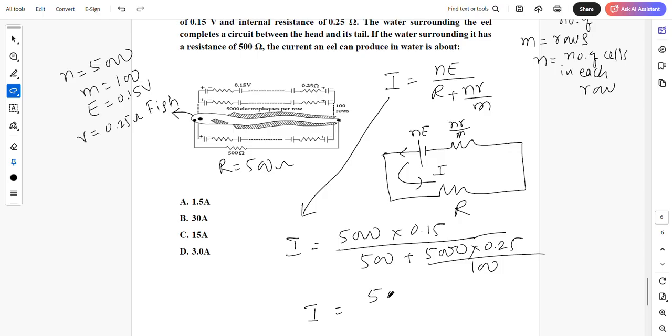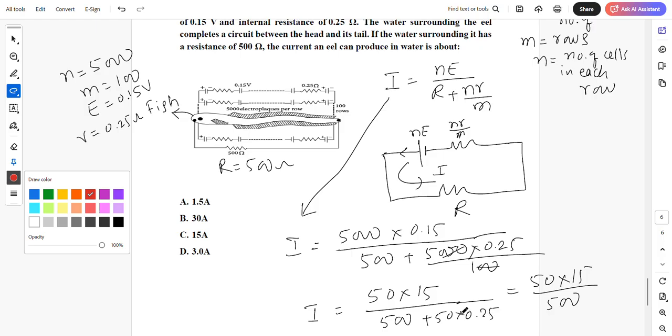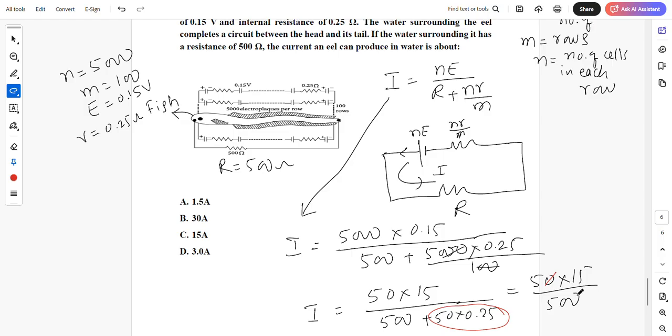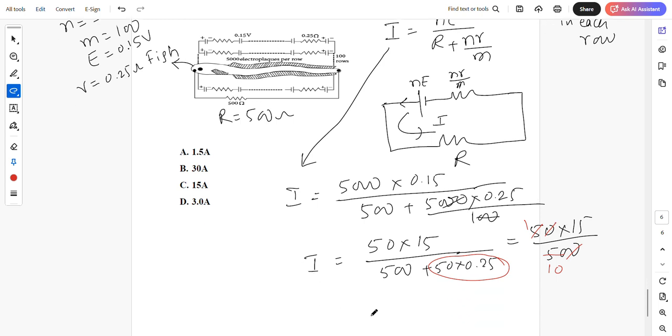I can write 50 into 15, divided by 500. Since 2 zeros are removed, 0.15 into 100 gives 15. The zero gets cancelled. The term 50 into 0.25 is very small, so for the time being I am neglecting it. The zero gets cancelled, so 1 by 10, that is 15 by 10. 15 by 10 is 1.5. So I is equal to 1.5 amperes of current will be flowing.